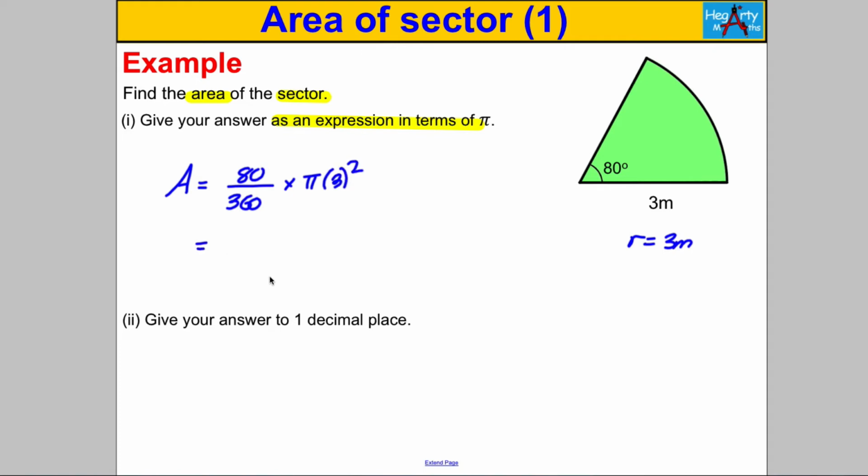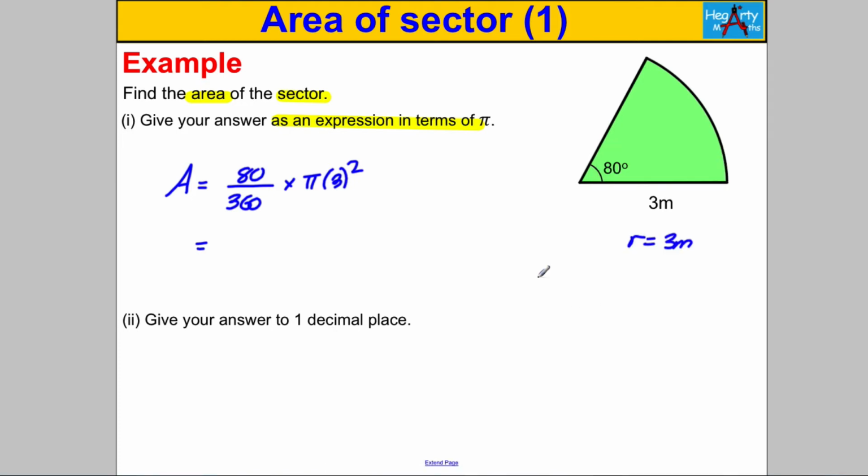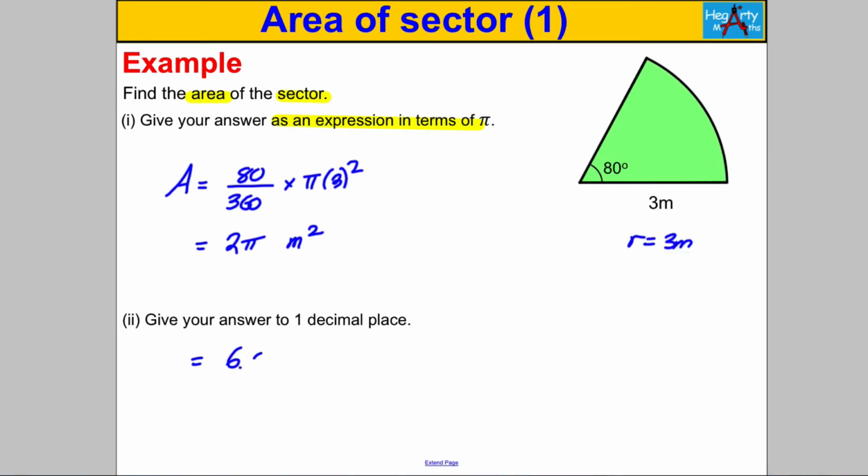So we're going to type that in the calculator, and we get ourselves 2 pi when we do that. So the answer here is 2 pi. The lengths are in meters, so the area will be meters squared. If we wanted to round that, we would just press the SD button, 6.283, and rounding that to one decimal place, that would round to 6.3 meters squared, and we're done.